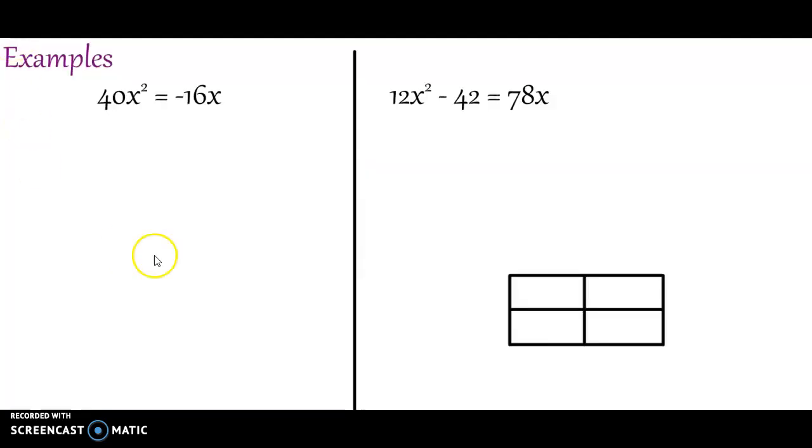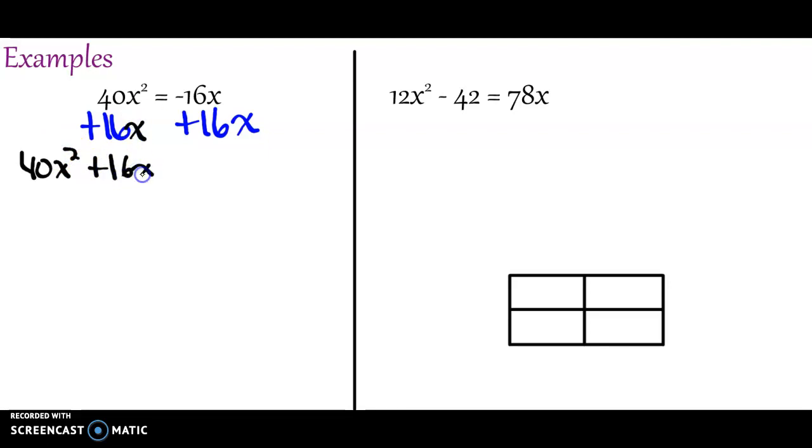So now, we have this example. We have 40x squared equals negative 16x. The first step is for us to make sure that it is set equal to 0. In this case, it isn't. So what are we going to move? We're going to move the 16x to make it a positive 16x. And now we have 40x squared plus 16x. I cannot forget that the 16 has an x, is set equal to 0.